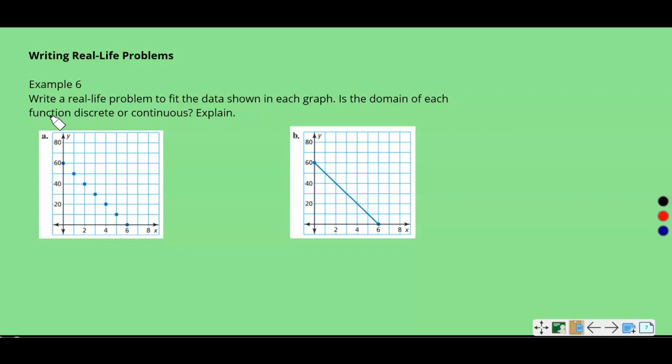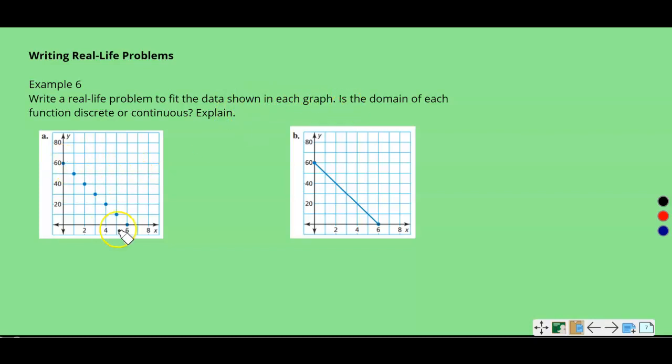Remember, the success criteria also comes from one of the questions was being able to write a real life problem. So that means you have to be able to make it up on your own. That means there's lots of possible correct solutions. So I'm going to go through and talk about a couple that would fit. Not necessarily the best answer, not necessarily the only correct answer. I'm just going to talk about one answer that would work for each of these. And then I want you to come up with your own answers for these and write those in your notes for your assignment. So write a real life problem to fit the data shown in each graph.